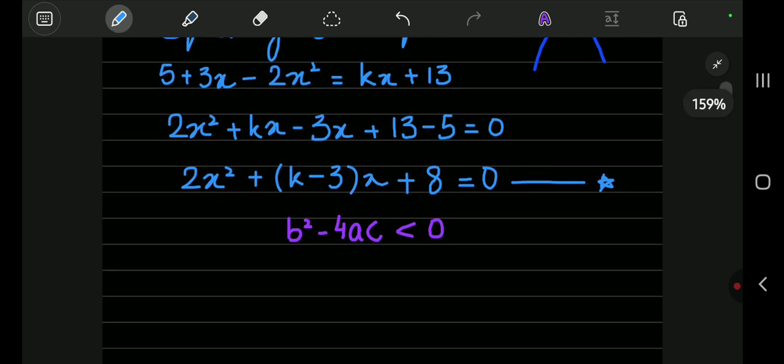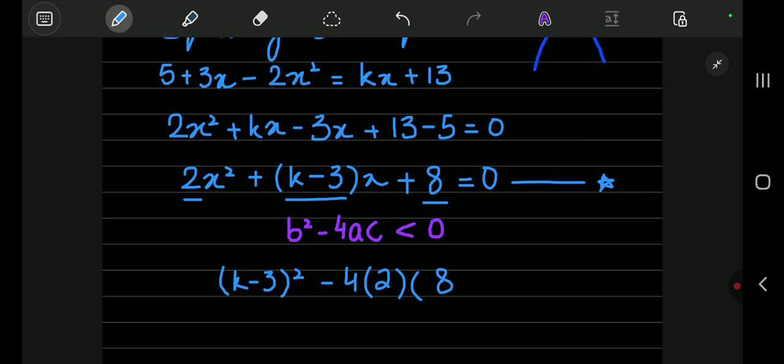Okay, so let's apply that. What is b? B is k minus 3, a is 2, and c is 8. So apply this. B squared will be (k minus 3) squared minus 4 times 2 times 8 must be less than 0. Now we will be expanding this (k minus 3) whole squared. It will become k squared plus 9 minus 6k, that is minus 2ab. Then minus 4 times 2 is 8 and 8 times 8 is 64, less than 0.